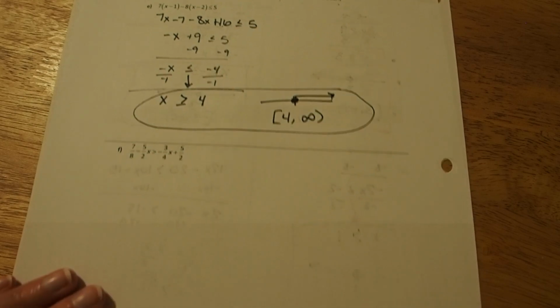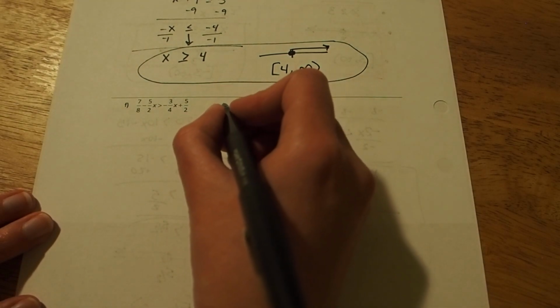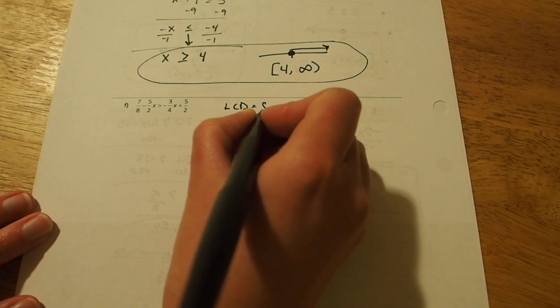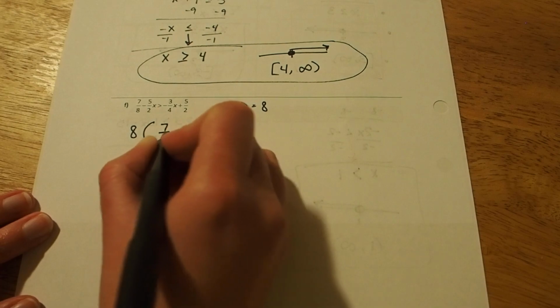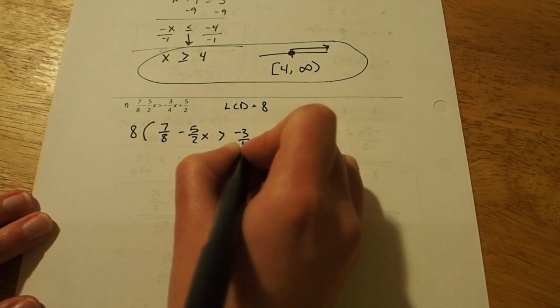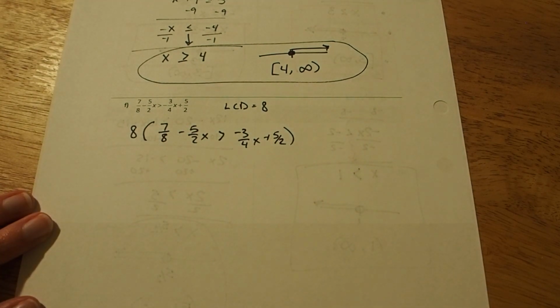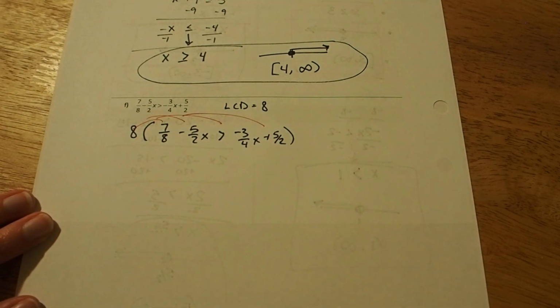And the next one, I'm looking at a whole bunch of fractions. So I know that the best way to deal with an inequality that has a whole bunch of fractions is to find the least common denominator of all of them and multiply both sides by it. So 8, 2, 4, 2, the least common denominator is going to be 8. So I'm going to take 8 times everything. So 8 times 7/8 minus 5 halves x is greater than negative 3/4 x plus 5 halves. And again, we're going to multiply that 8 by absolutely every piece, both sides get multiplied by the 8.